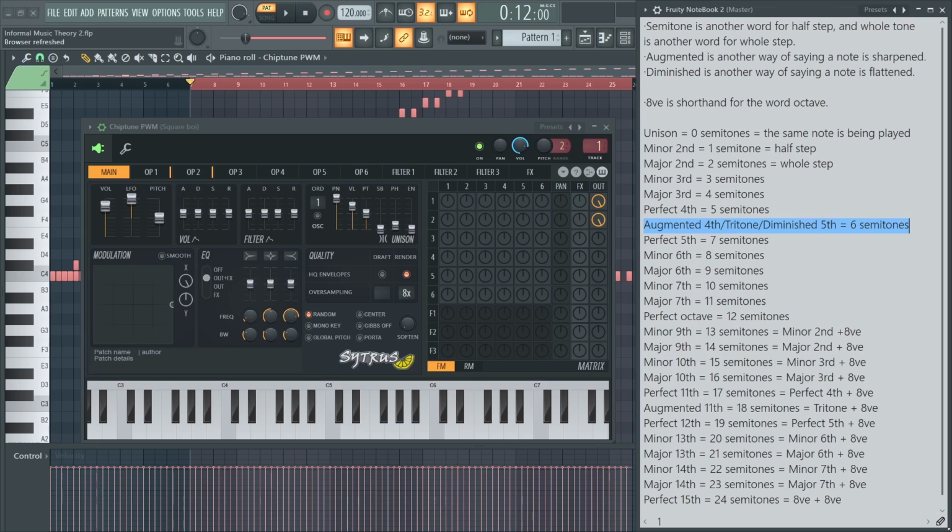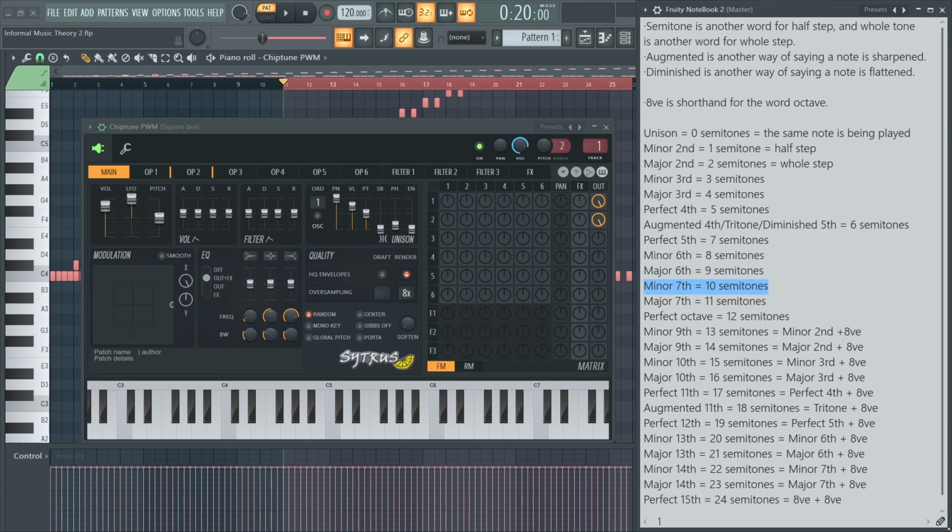Here's the augmented fourth, also known as a tritone or diminished fifth, and this is 6 semitones, which actually perfectly splits the octave. Here is the perfect fifth, which is 7 semitones. Here's a minor sixth, which is 8 semitones. Here is the major sixth, which is 9 semitones.